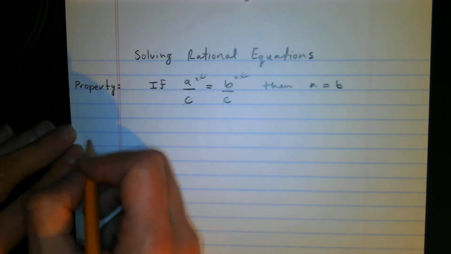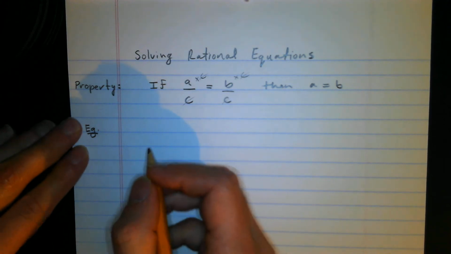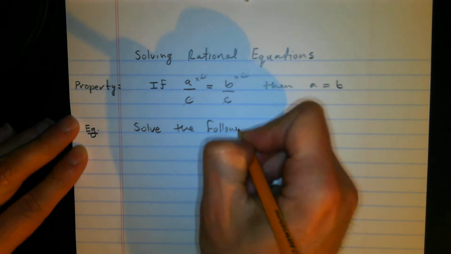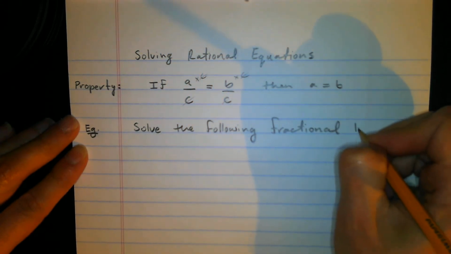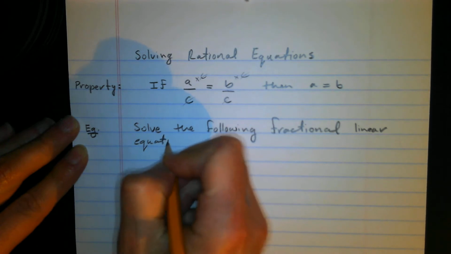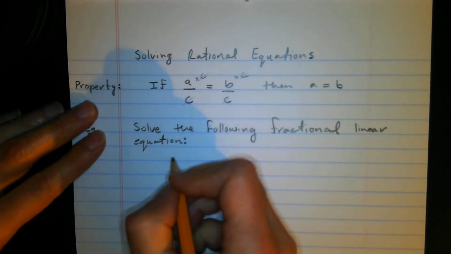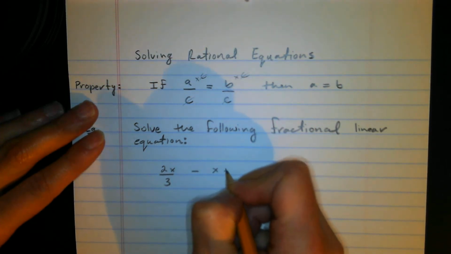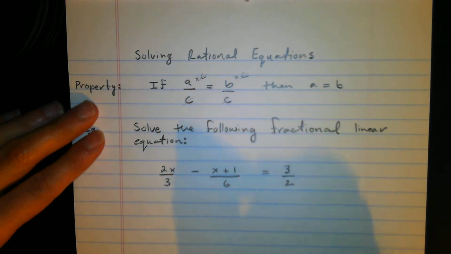Okay, now let's do a quick review of something we covered in Unit 2, and that's solving fractional linear equations. Okay, so let's solve the following fractional linear equation. And we've got 2x over 3 minus x plus 1 over 6 equals 3 over 2.